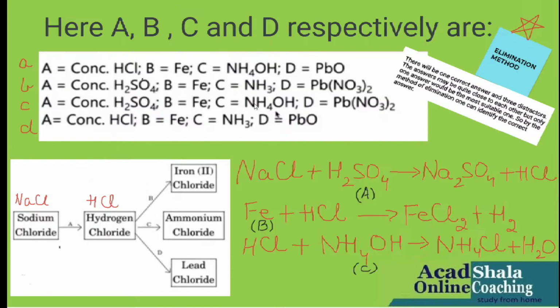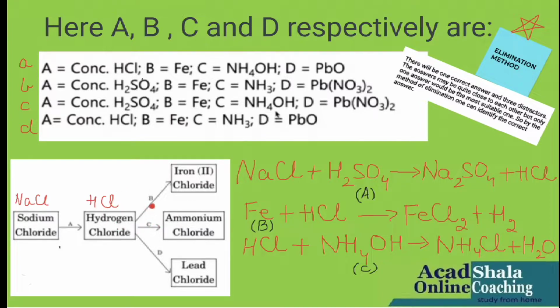With one of the important MCQs from chapter 2, acids, bases and salts. Now children, the question says, here A, B, C and D respectively are. And children, four options are given with this GEO. GEO is known as what, beta?